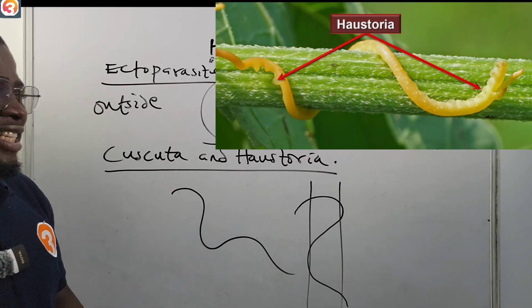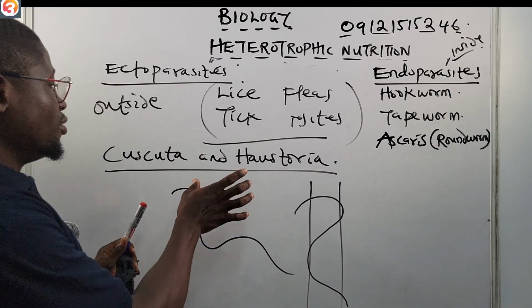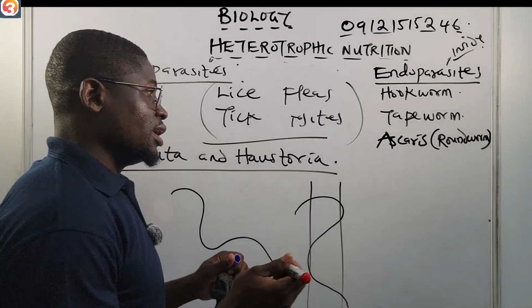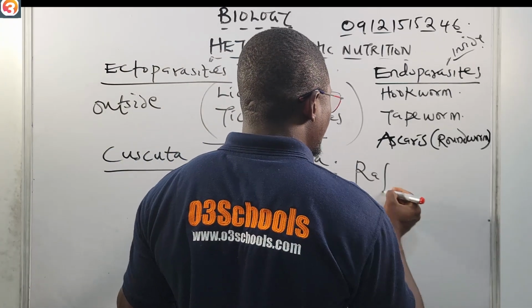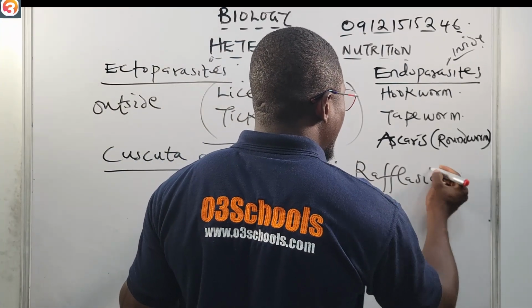Now, another example of parasitic plants. Apart from Cuscuta and Wisteria, I also have one called Rafflesia arnoldii.